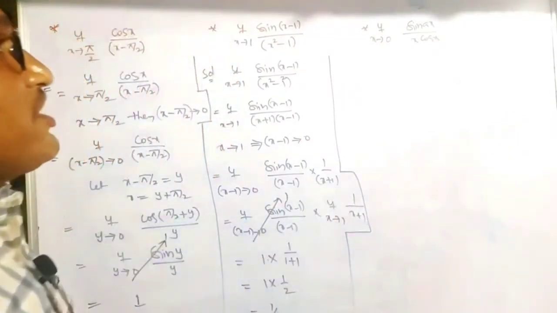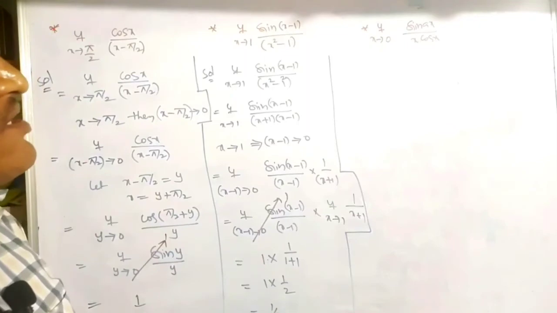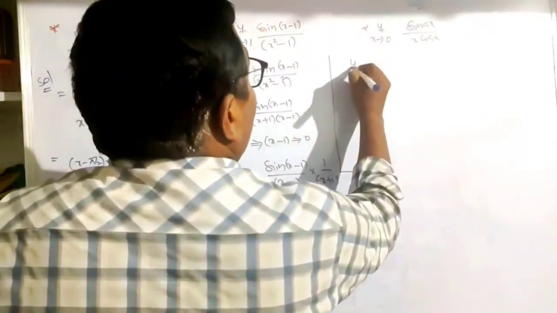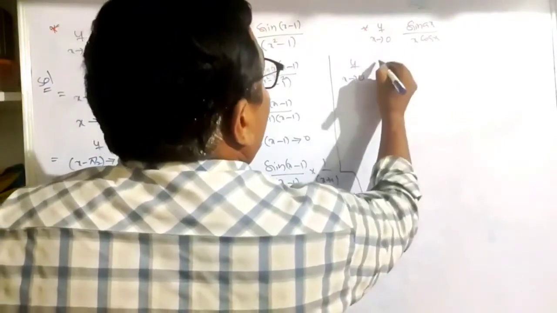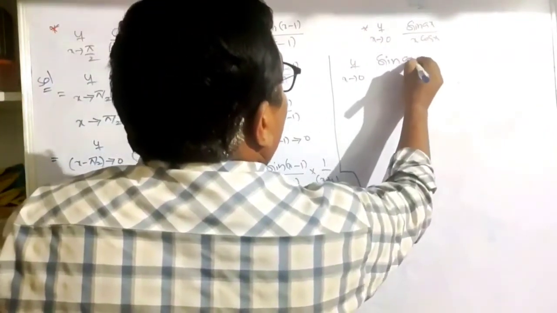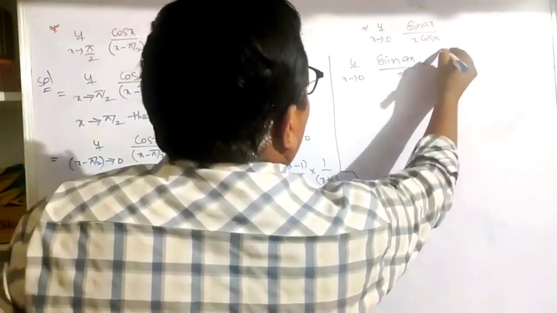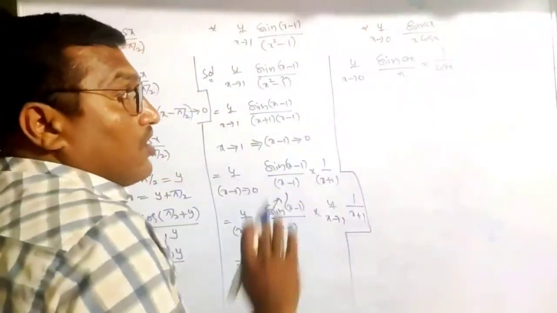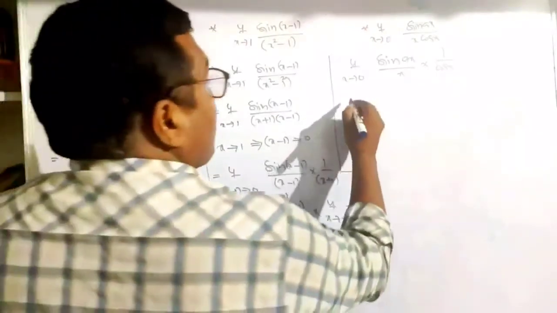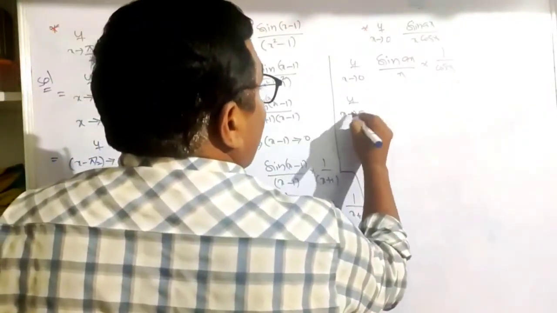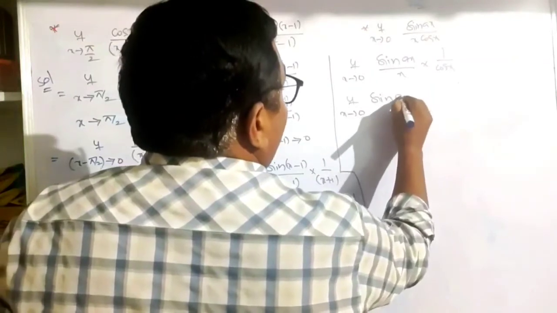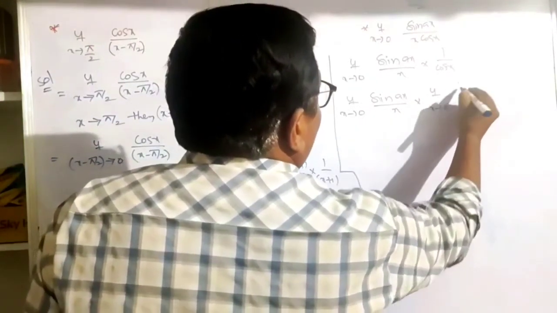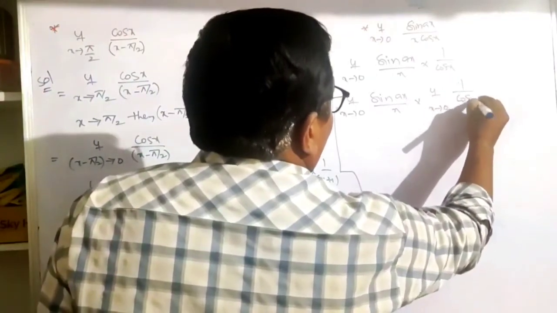Next, the last one here: limit as x tends to 0 of sin ax by x cos x. So we can write that limit as x tends to 0 as sin ax by x into 1 by cos x. Okay, now apply limits for both terms here: limit as x tends to 0 of sin ax by x into limit as x tends to 0 of 1 by cos x.